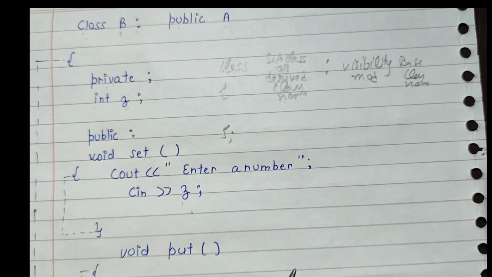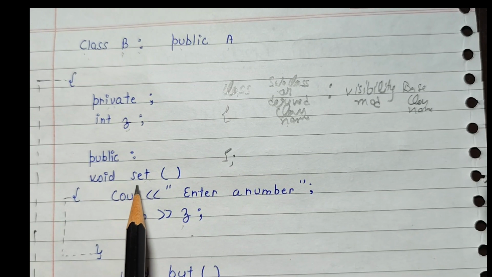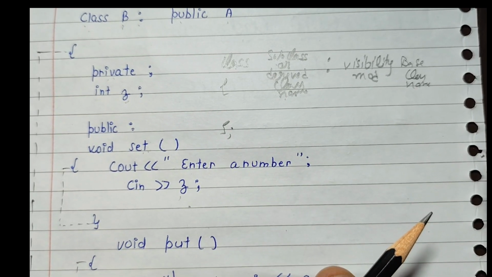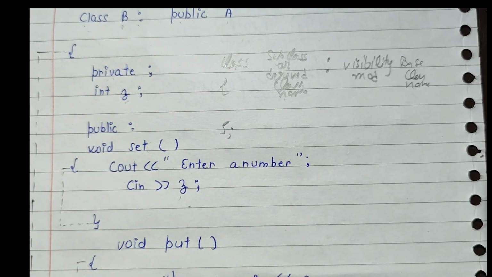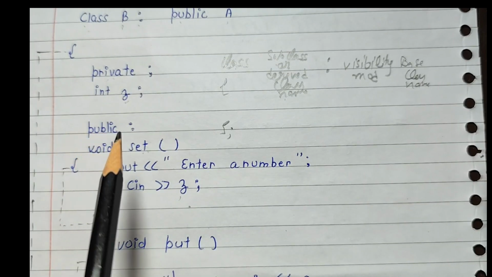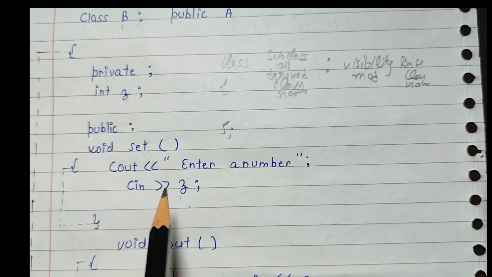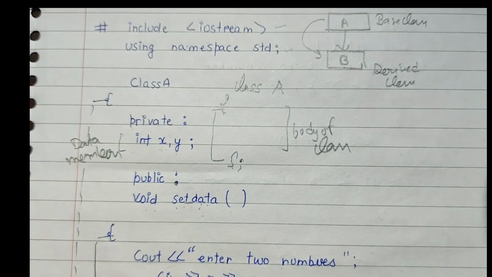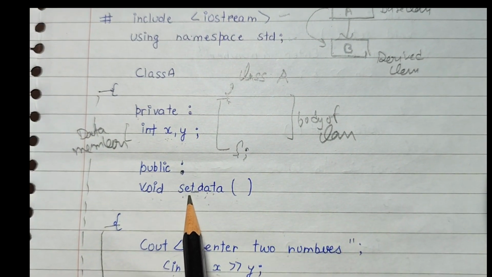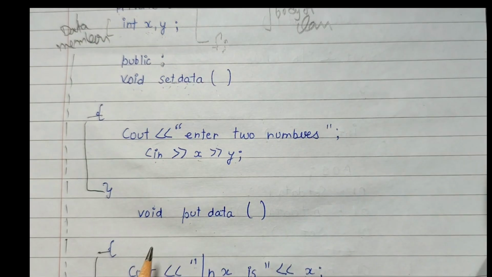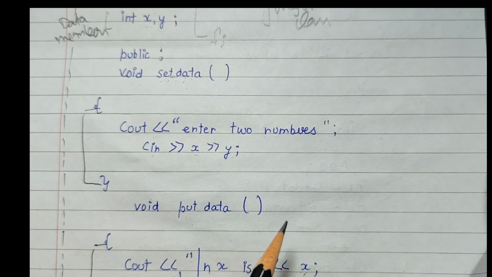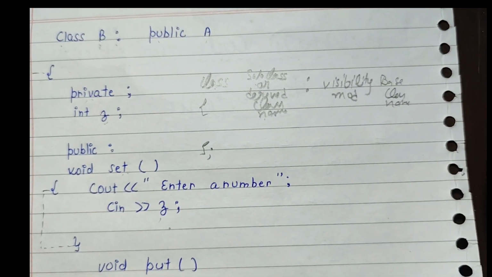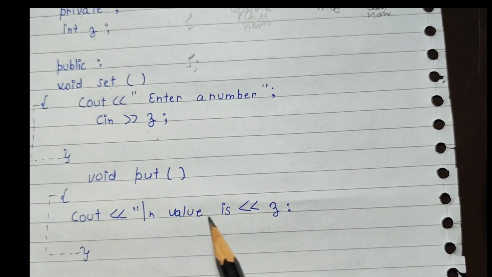Okay, now my question here is, how many member functions do we have in the derived class? Now void set and void put are the member functions of the derived class, but here we are implementing inheritance, so class A member functions are also shifted to class B. Now in class A we have two member functions. First one is set data, second one is put data. So set data and put data are also shifted to the derived class. So here in the derived class we have how many member functions? We have 4 member functions.